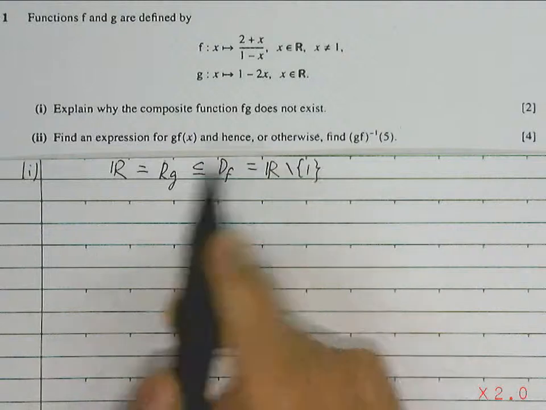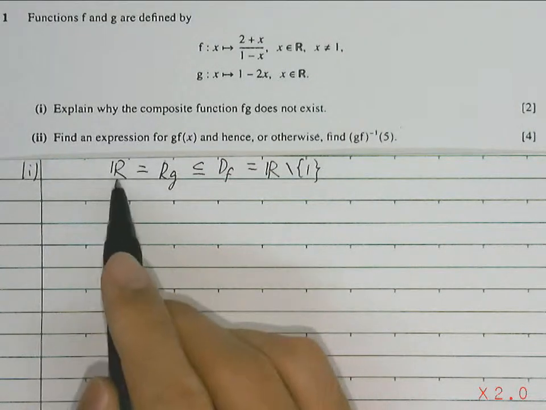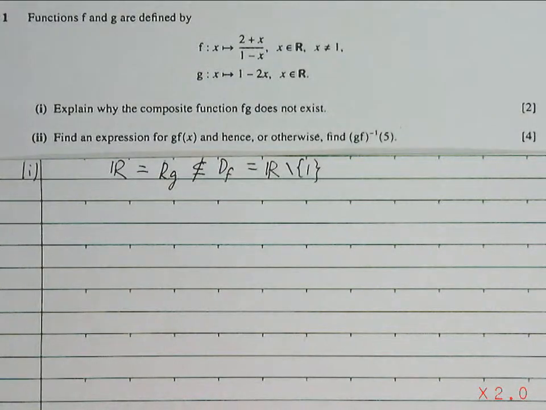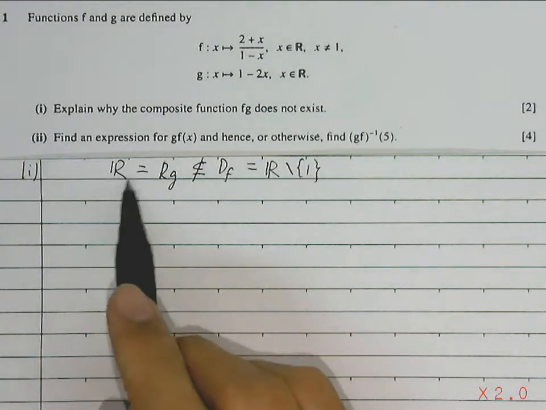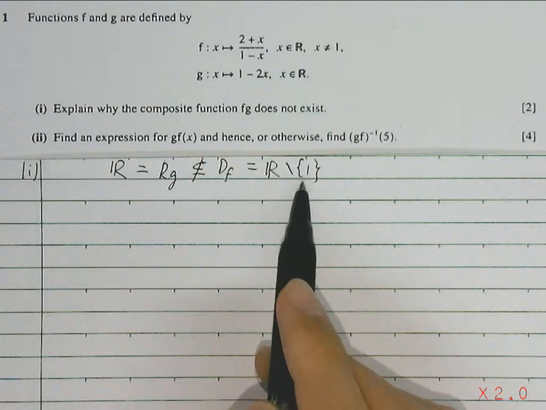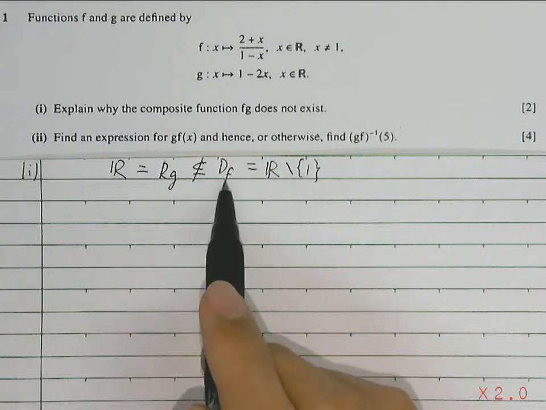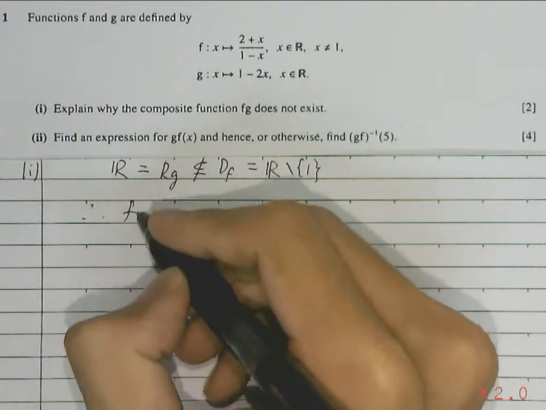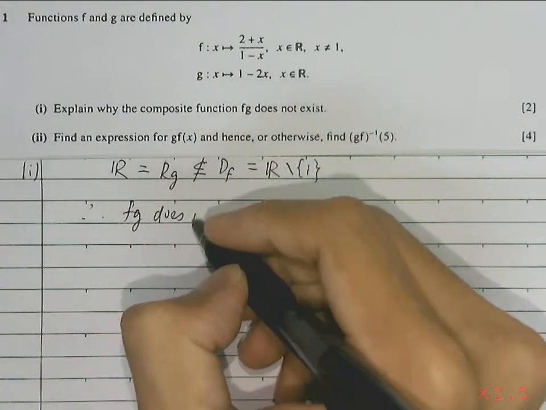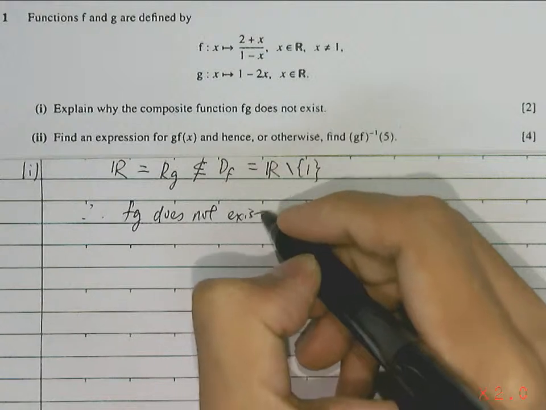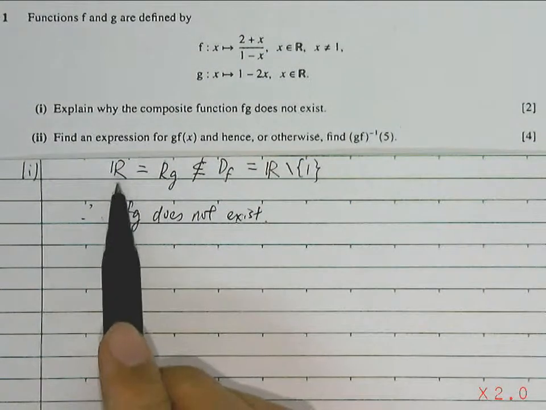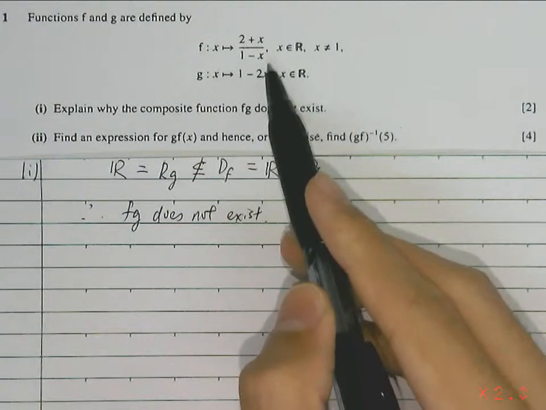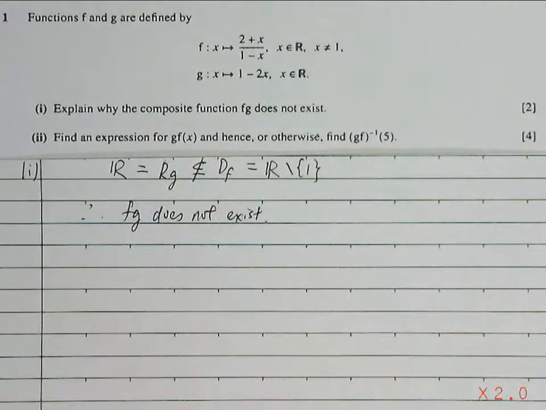So as can be seen here, the range of g, which is all real numbers, is not a subset of the domain of f, since 1 isn't in the domain of f. So from here we can conclude that fg does not exist. If you are unsure how to find the range of g and the domain of f, you can always key this graph into the GC to find out the range visually.